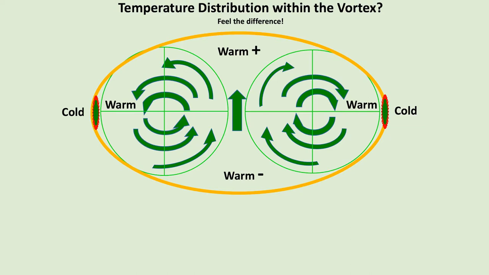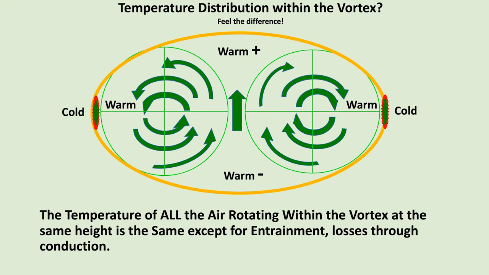Temperature distribution within the vortex. Obviously, if we thought the centre core of the thermals was significantly hotter than the rest of it, we'd actually feel it in strong thermals, and we don't. The temperature of all the air rotating within the vortex at the same height is the same, except for entrainment, losses through conduction on the edge.